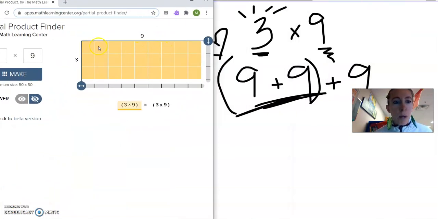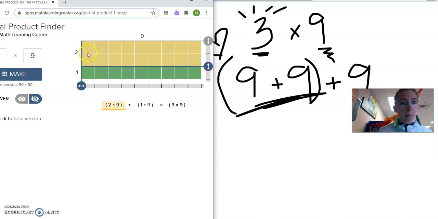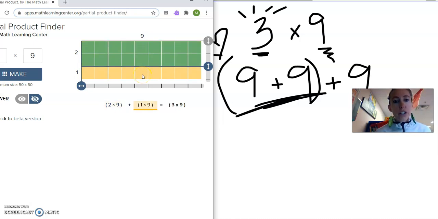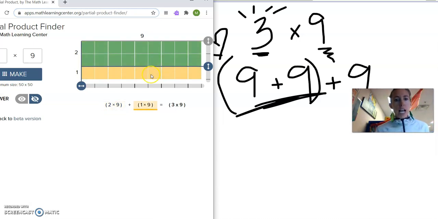Now to think of it smartly, instead of seeing 9s showing up 3 times, we can look at it and split that 3 up in a different way, decompose it into 2 groups of 9, which is our double, and then 1 more group of what? 1 more group of 9. So the double of 9, that's why we need to know our doubles. Double of 9 is what? Say it out loud, 18. And then we add on 1 more group of 9.